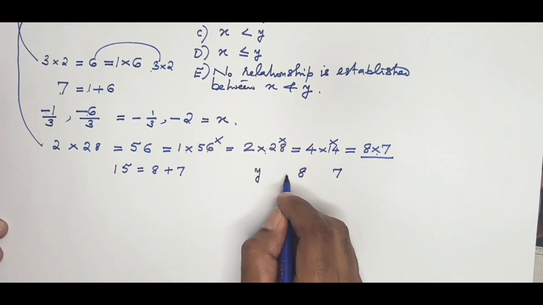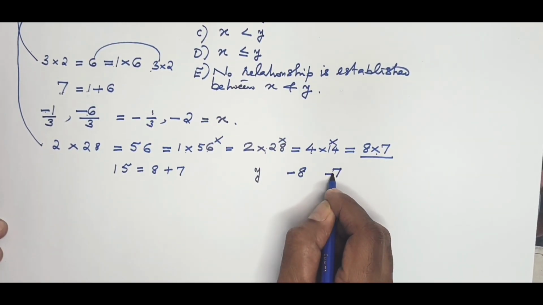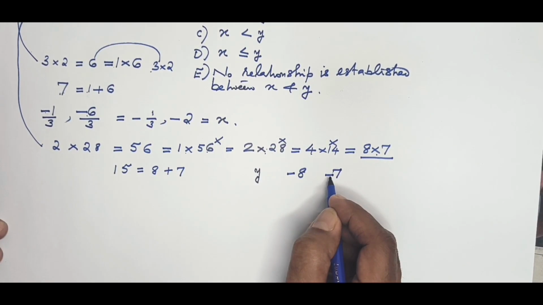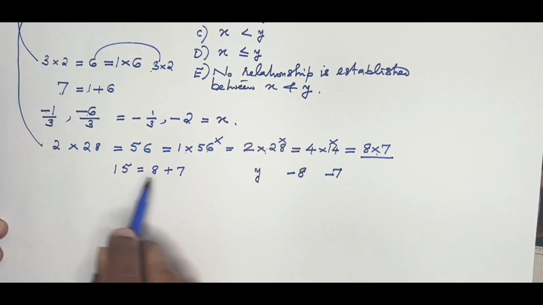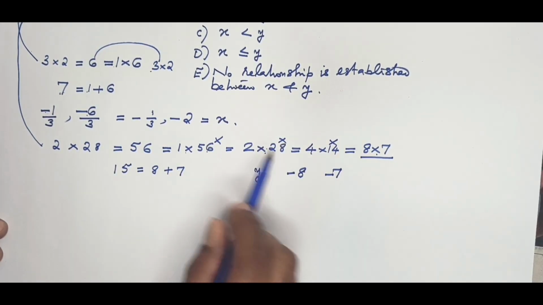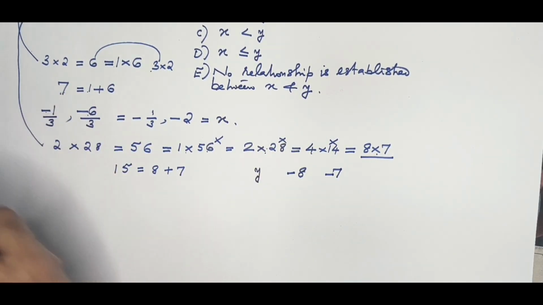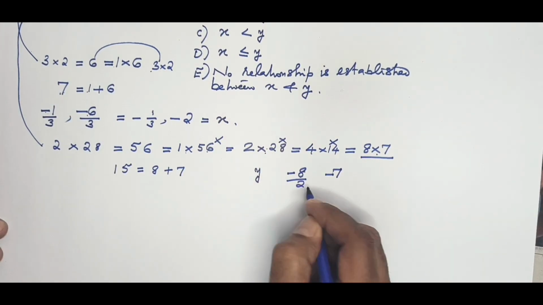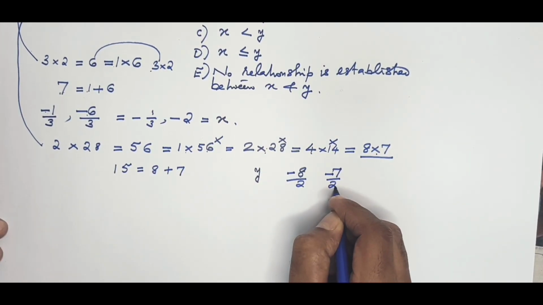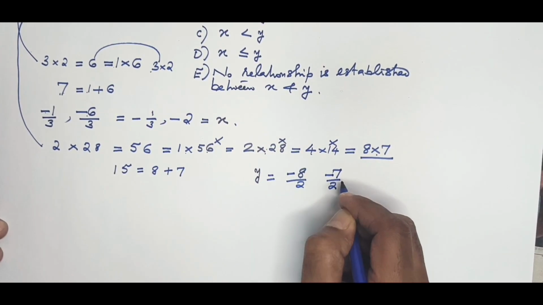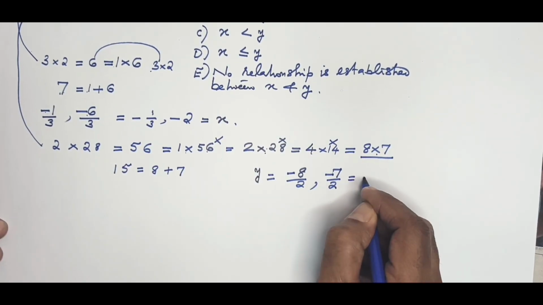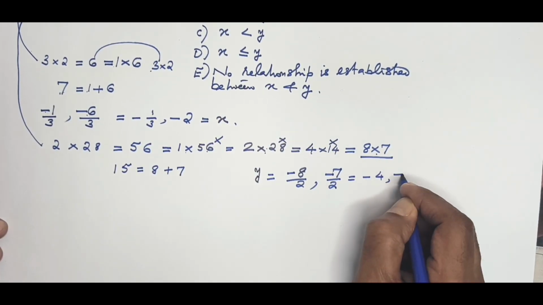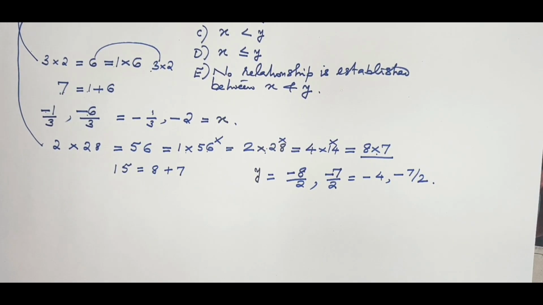In the next step, what do we do? Change the signs. Both are plus, so both will be minus. And in the third step, you divide these numbers by the coefficient of the y squared term, which is 2 in this case. And these are the two solutions. And you can write it as minus 4 and minus 7 over 2.